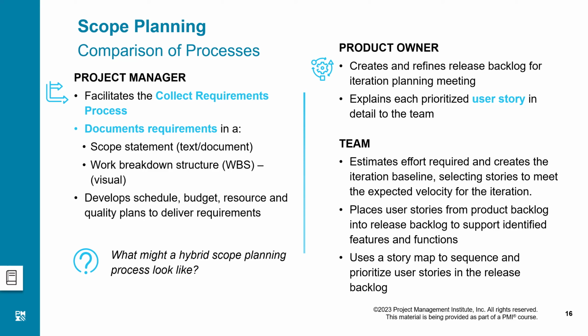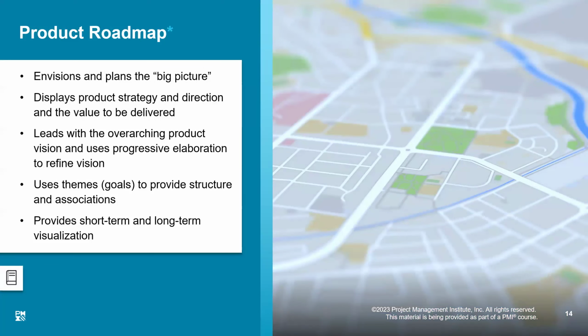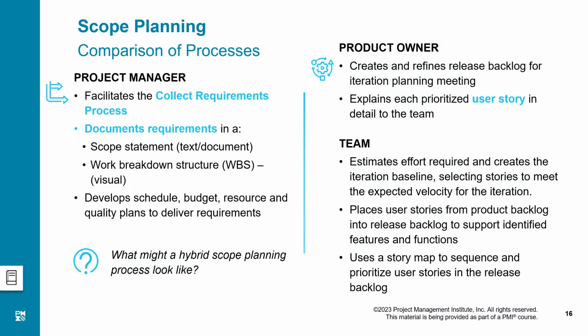As far as the agile part of it is concerned, product owner is in charge. He deals directly with the customer. He has the responsibility of creating and refining the release backlog. That is the product roadmap. He was the one who established the product roadmap, right? He creates the releases out of it. So he develops the release backlog for the iteration planning meeting.